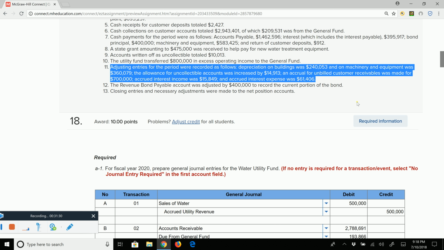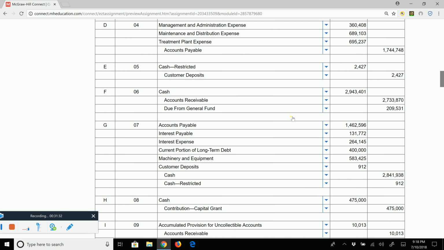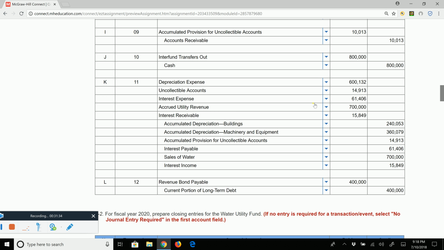This is multiple journal entries in one. But taking them one by one, this is what it looks like. First, the depreciation expense, debit, and we're going to credit the accumulated depreciation accounts. The allowance for doubtful accounts is being increased, so we will debit bad debt expense, and we will credit the accumulated provision or the allowance for doubtful accounts.